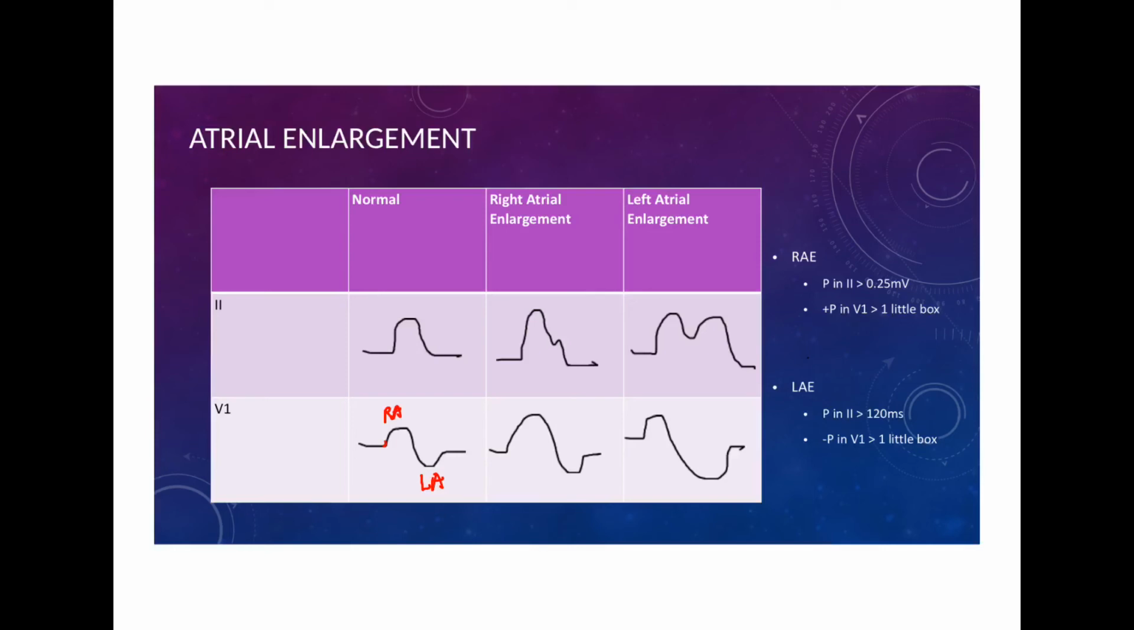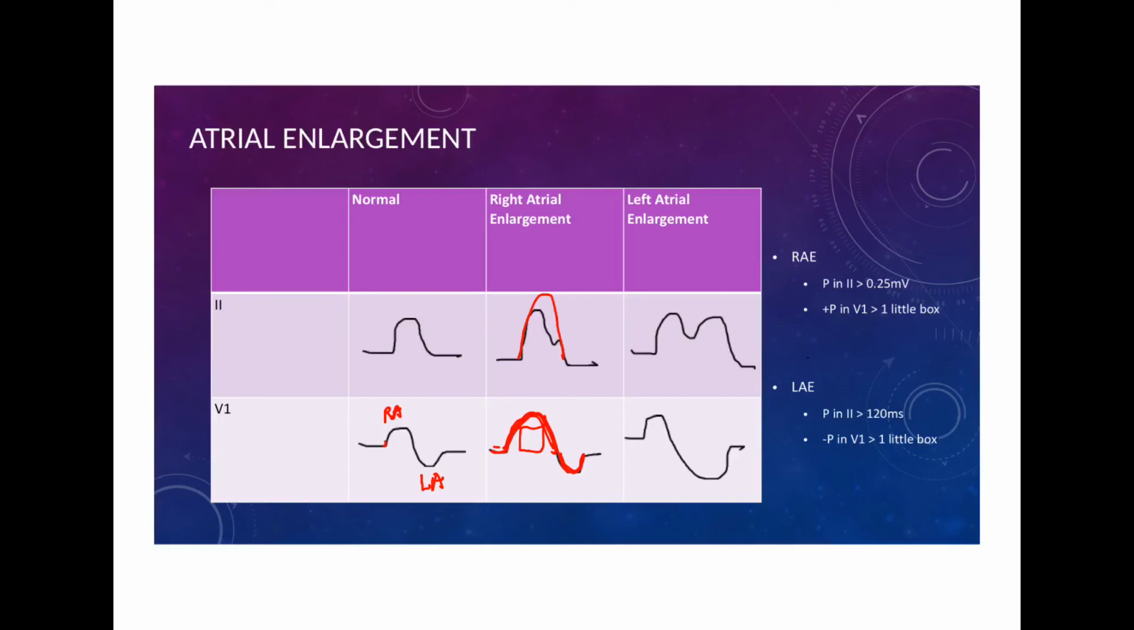If the right atrium is enlarged, then in lead 2, the whole P wave just gets really tall, and you'll see a P wave that's more than 2.5 little boxes tall. In lead V1, that positive initial part will be much bigger, and the negative part, that left atrial part, will be relatively smaller. And generally, my rule is if you can fit one little box underneath that positive part of the wave in lead V1, then you're looking at a right atrial enlargement.